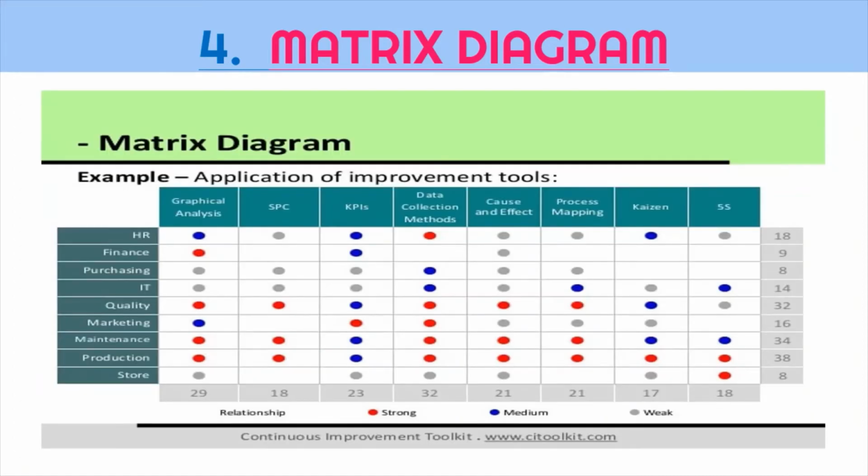This one is also a matrix diagram, this form. Mas clear kaysa dun sa application of improvement tool. So, sa graphical analysis, SPC, KPIs, data collection method, cause and effect, process mapping, Kaizen, and 5S. So, mas madali nilang ma-monitor kung ano yung mga dapat nilang focus, o dapat, ano dapat nilang i-plan.